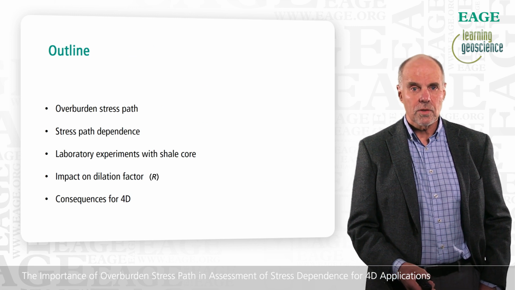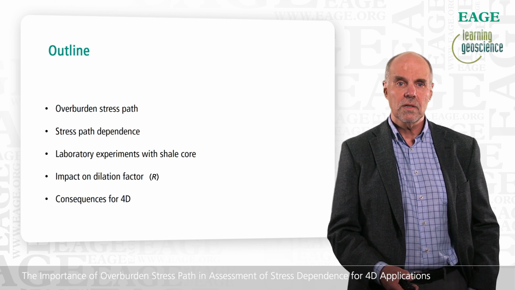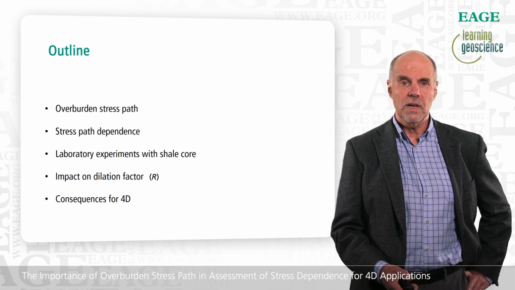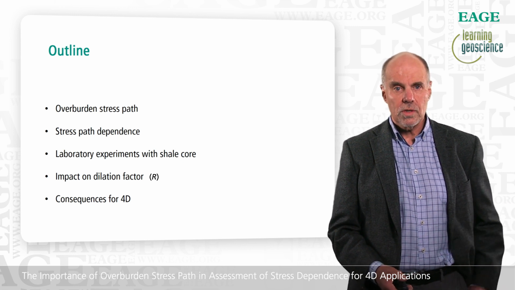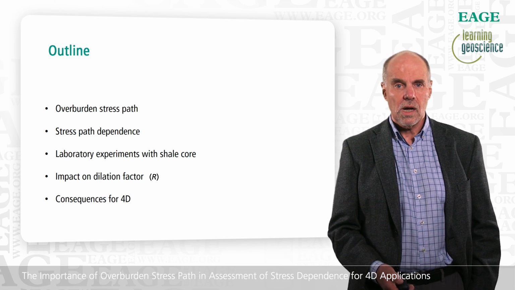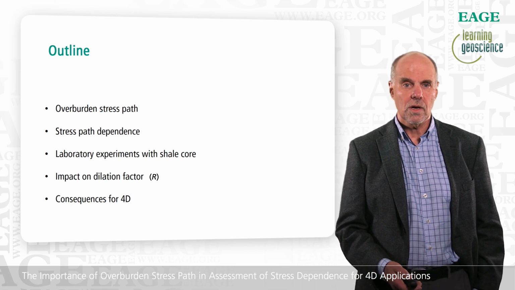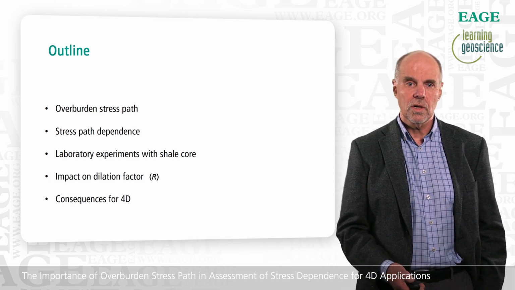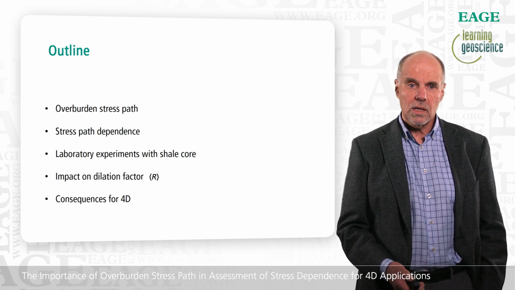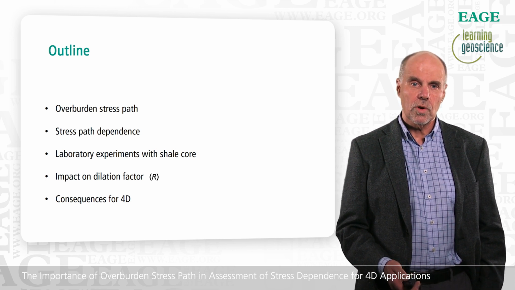The outline is as follows. I will start by introducing you to the overburden stress path and then discuss stress path dependence of wave velocities. I will show you results of laboratory experiments with shale cores. I will explain what impact these results have on the commonly used dilation factor, the so-called R factor in 4D seismic analysis and interpretation. And I will end by showing you some possible consequences for 4D interpretation.